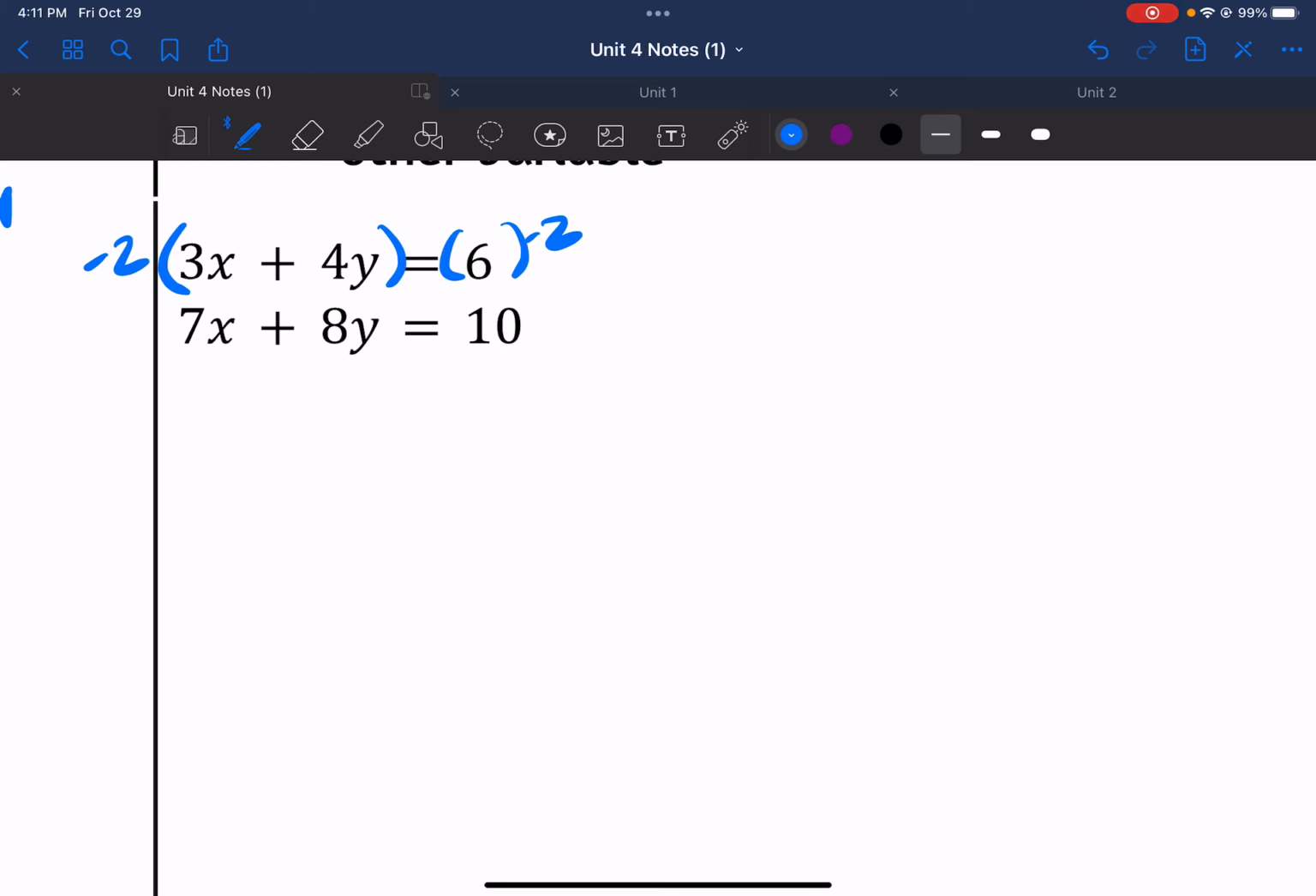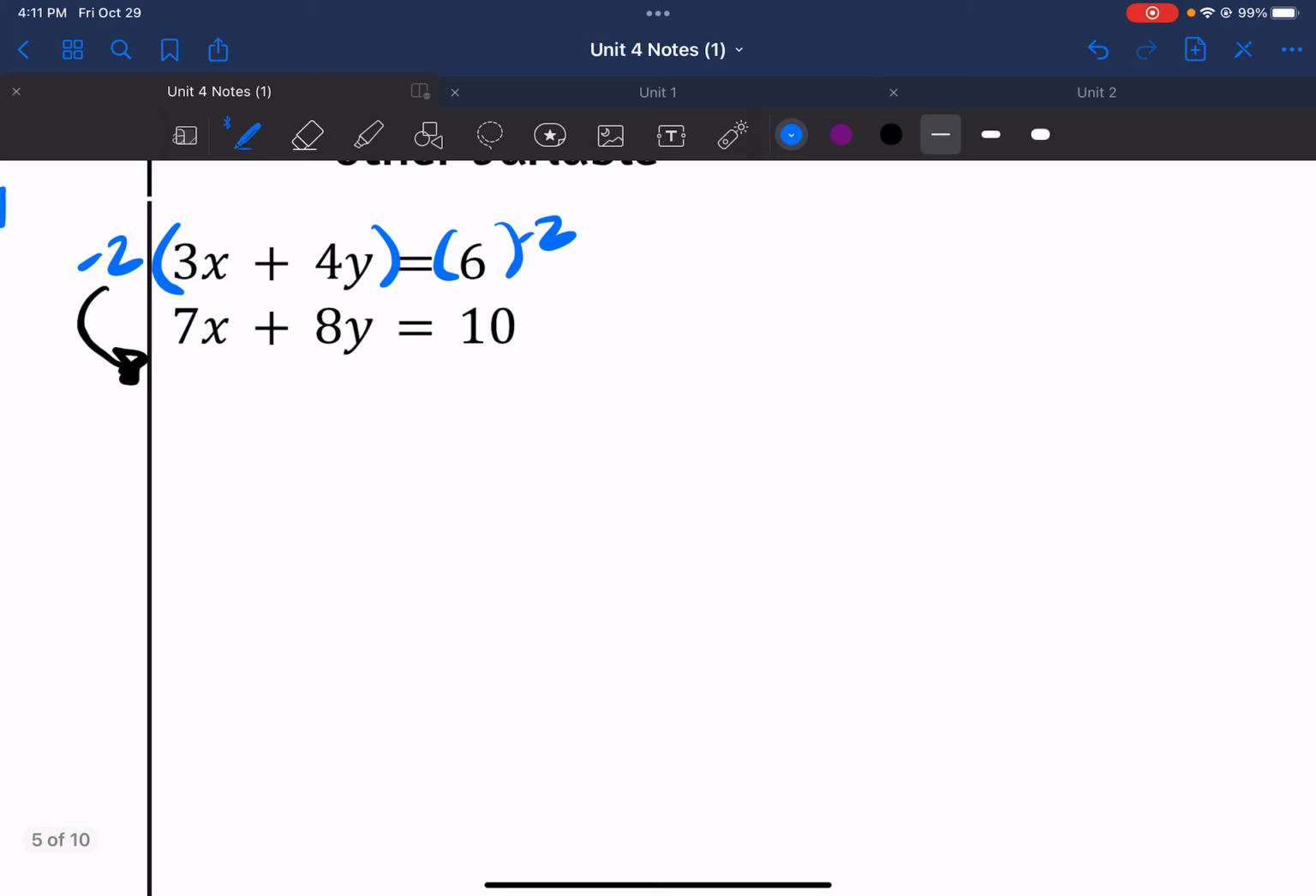Here's what happens. My equation changes. I'm going to write my new equation down here. What do I have? So negative 2 times 3x is a negative 6x, okay? Negative 2 times a 4y is a negative 8y, equal to the negative 2 times 6 is a negative 12.